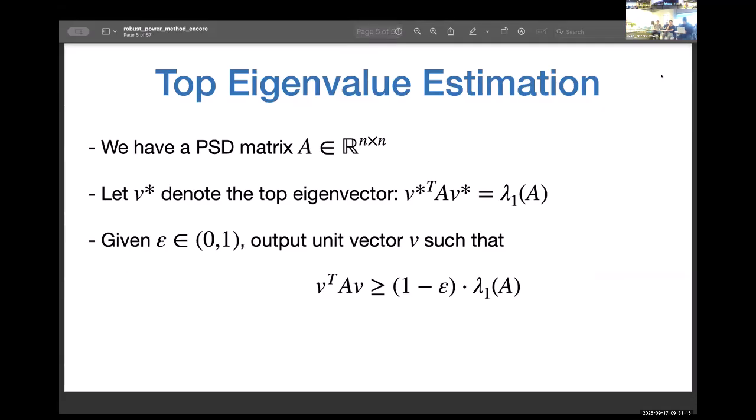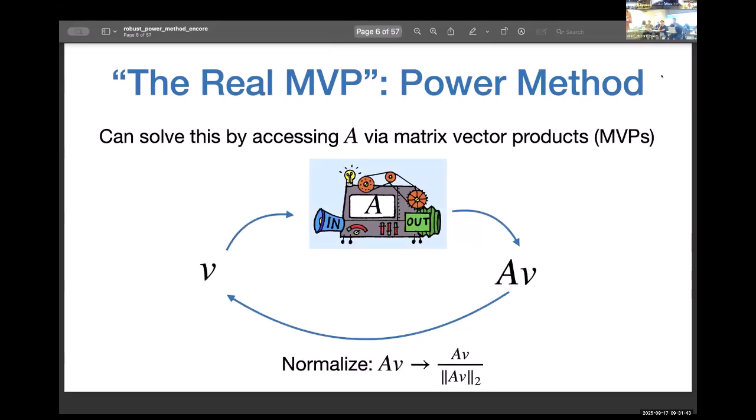So more formally, if I let v star be the top eigenvector, it realizes the maximum eigenvalue. I don't want to approximate the vector in some sense, but I want to output another vector that's close in value. Given some parameter epsilon, I want to output a unit vector v such that v transpose A v is at least 1 minus epsilon times lambda 1. Okay, so that's the problem. Any questions so far?